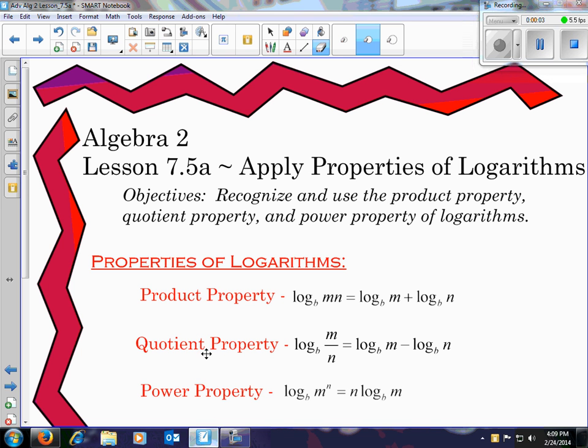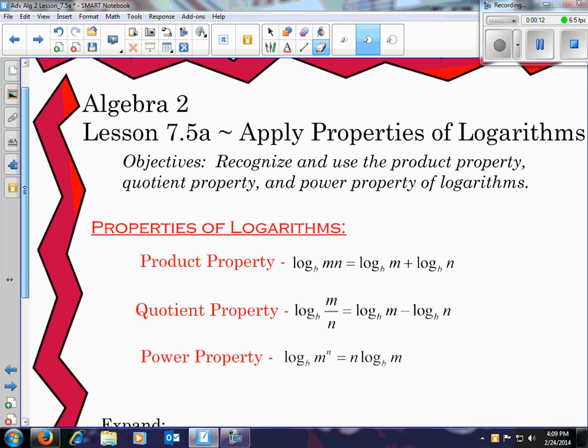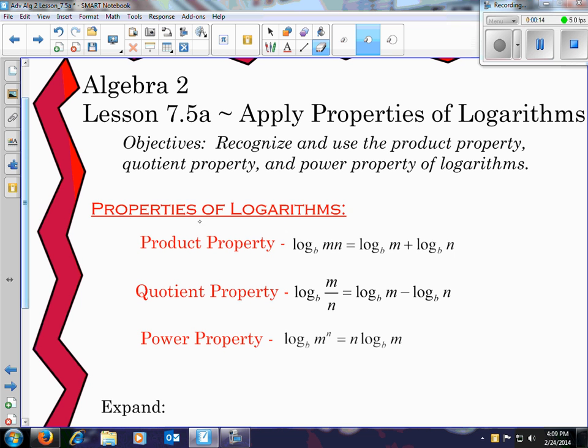Alright guys, now we're going to do section 7.5a, apply properties of logarithms. The first thing we're going to do is just look at what our properties of logarithms are. Now, when we were doing properties of exponents, addition and multiplication kind of went together, and subtraction and division kind of went together. Same type of thing with product property.